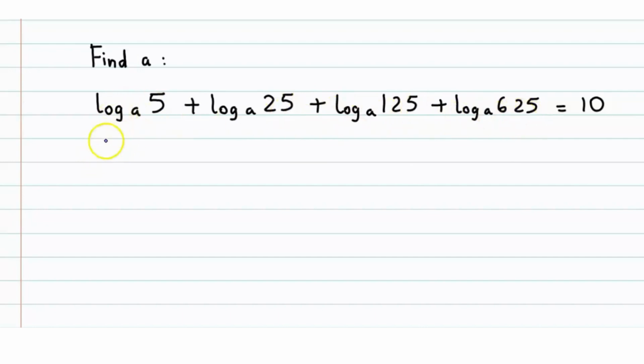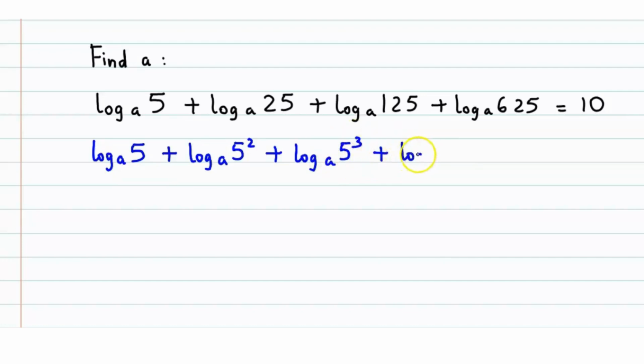So we could write this as: the first term would remain as it is, that is log 1 to the base a, plus log of 25, which could be expressed as 5 square, again base a, plus log of 125, which could be expressed as 5 cube, and 625 could be expressed as 5 raised to 4. And on the right hand side we have 10.